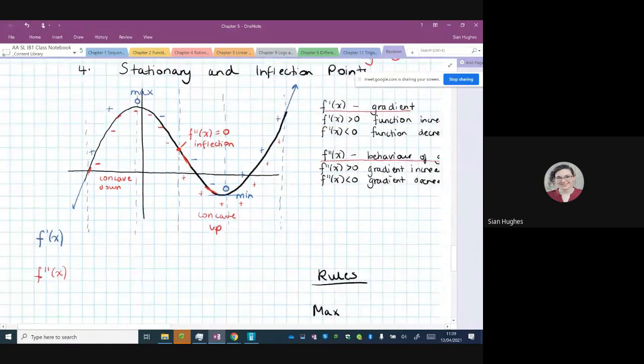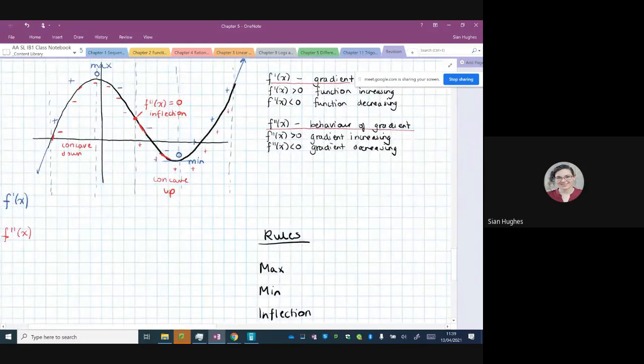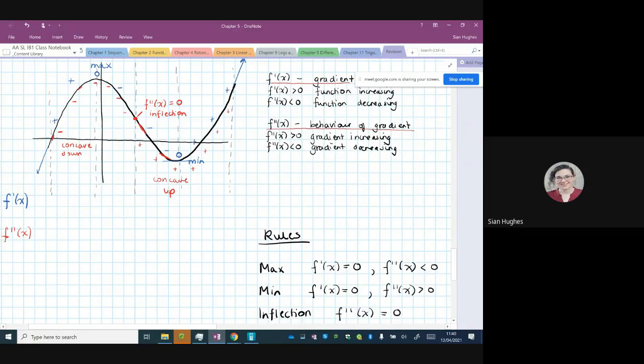And we can take that behavior of a graph and turn it into some rules, which is that at a maximum point, our first derivative is 0, but our second derivative has to be negative. While at a minimum point, the first derivative is also 0, but the second derivative is positive. Meanwhile, the rule for the inflection point is that the second derivative is 0. The first derivative could be positive or negative, we don't actually know.